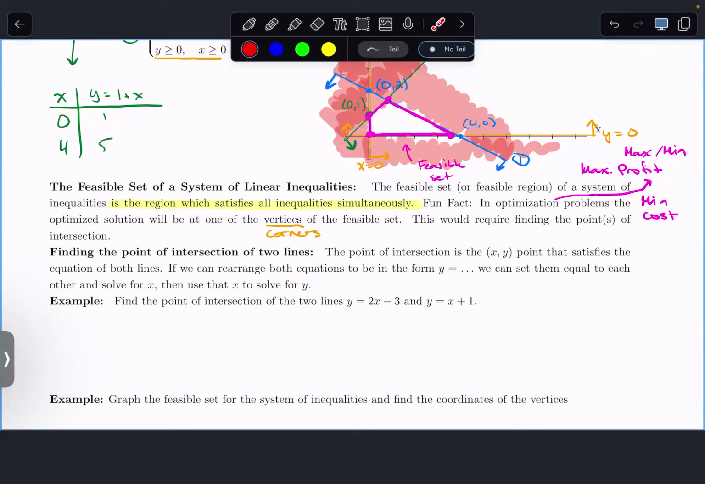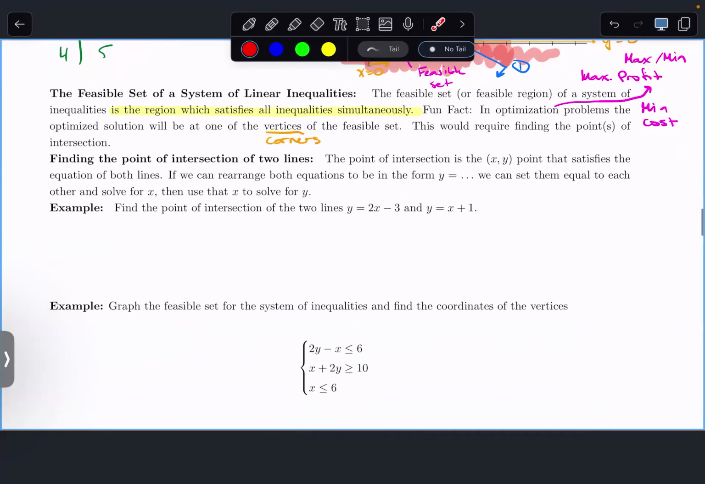And that's the move. So what we're going to do is let's find the point of intersection for these two lines, y equals 2x minus 3 and y equals x plus 1. So I've got, I kind of think of the y as a gateway.